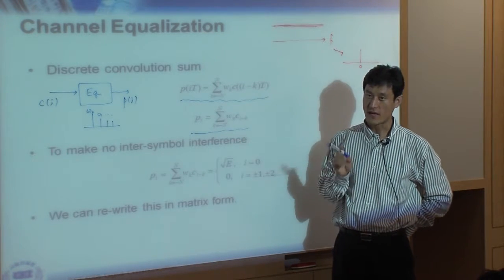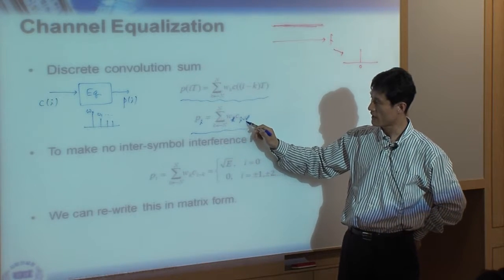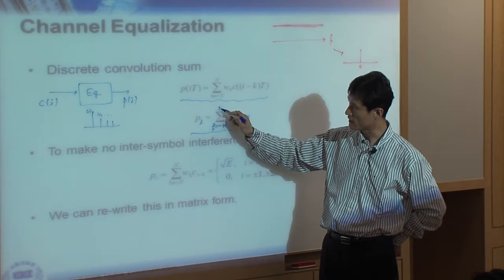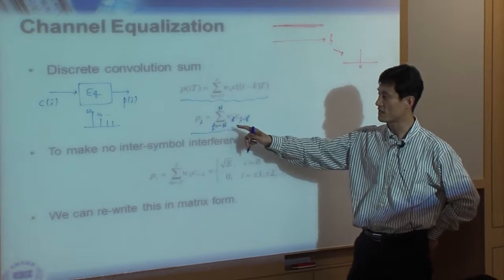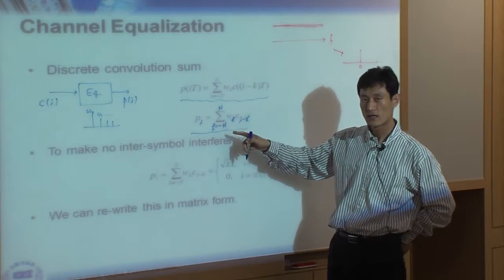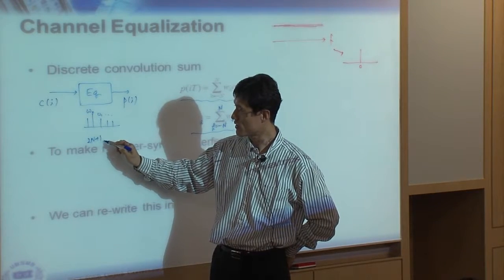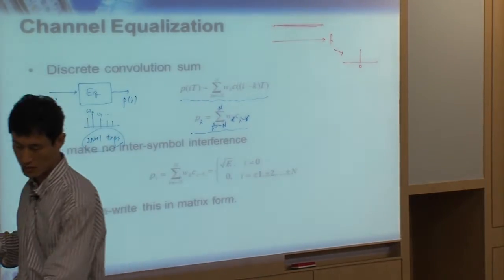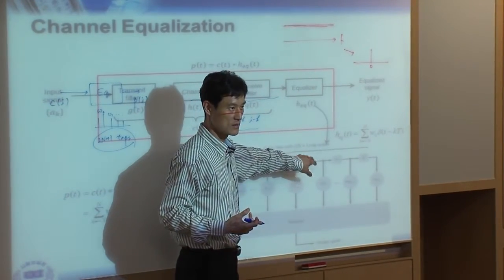I is the sample index. K is the sample index. I minus K. But when you look at the summation here, k is only from minus N to N. Why is that? In the original definition of convolution, you need to go from minus infinity to infinity. But in this case, it's only from minus N to N. Why? The reason is our equalizer has 2N plus 1 taps. That's what we looked at in the previous slide, right? We assumed that we have only 2N plus 1 taps in the filter.